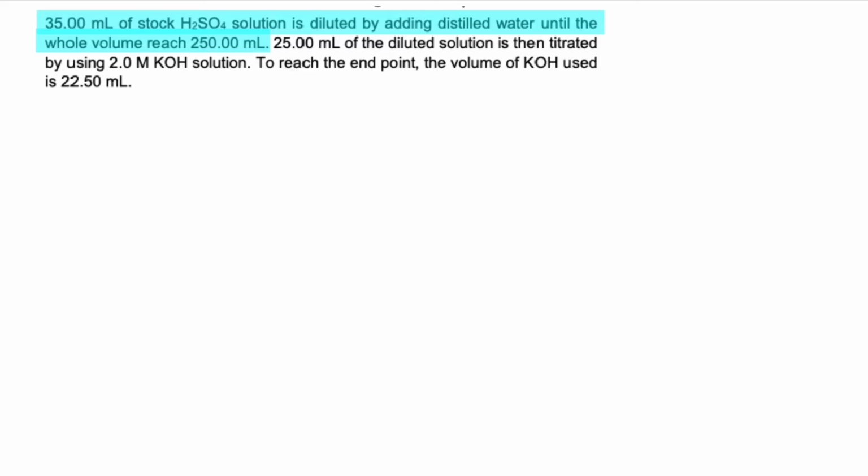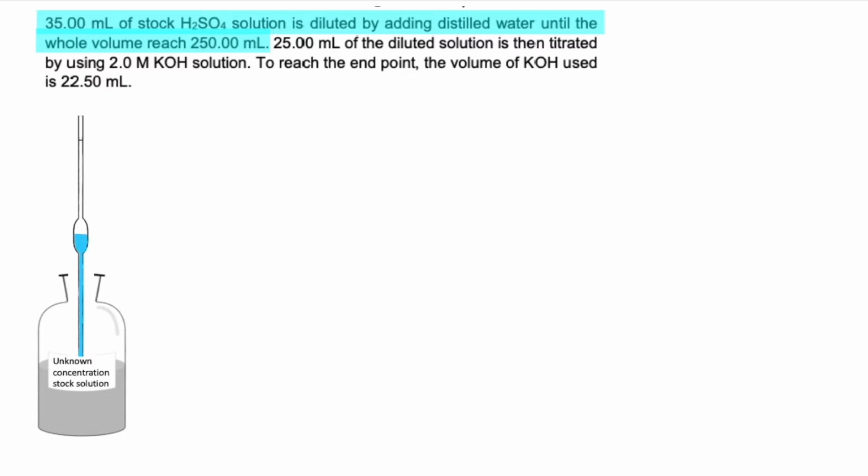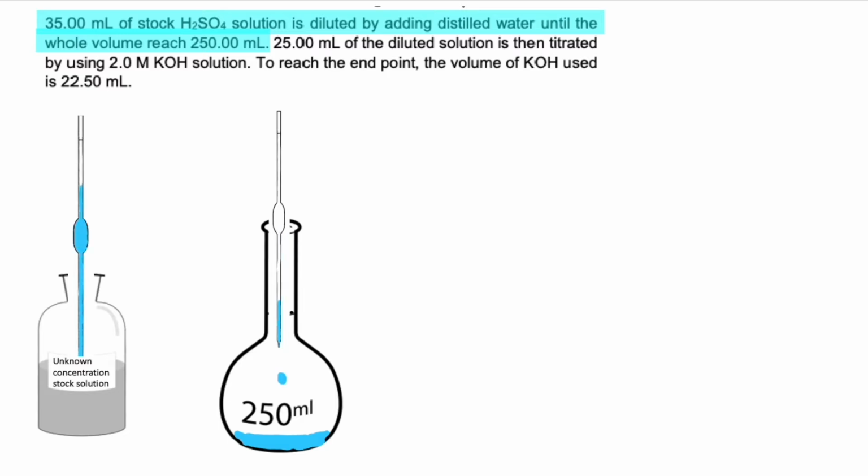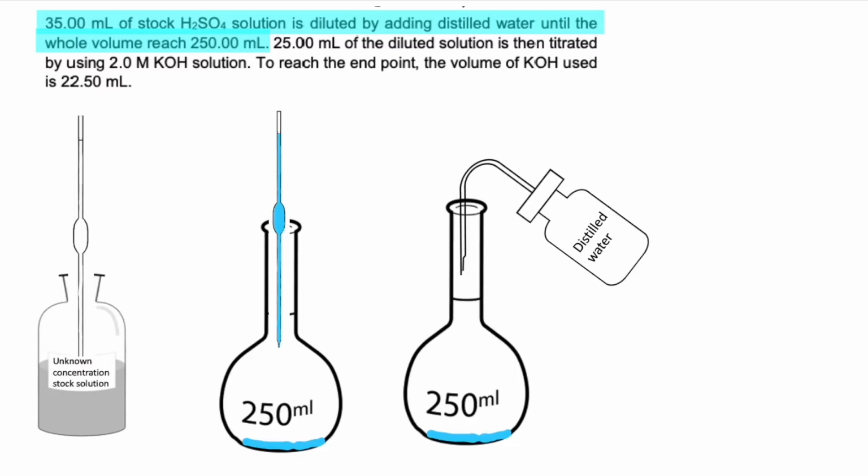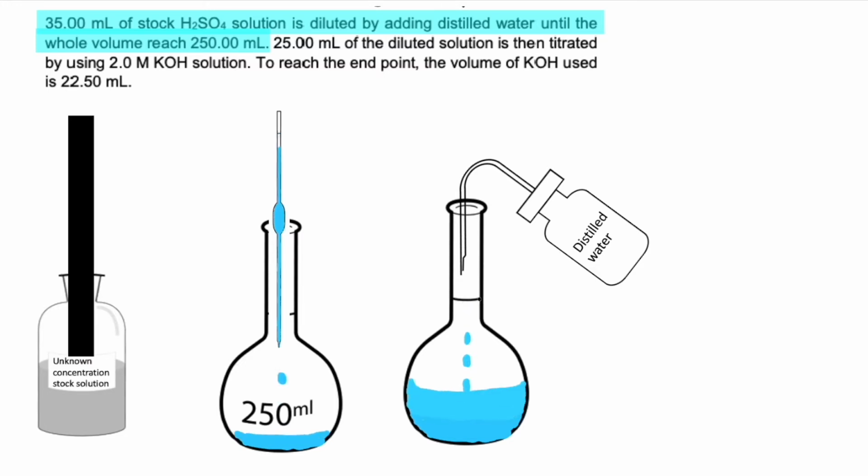Today we're gonna look at how to calculate the concentrations of your stock solution. So the question usually will be like this. They will give you the volume of stock solution being extracted, and then you're gonna dilute the stock solution to 250 milliliters. So this is how it will look like. You're gonna extract around 35 milliliter, and then I'm going to put it in a volumetric flask, which is 250 milliliter, and then you're going to add the rest of it with distilled water up to 250 milliliter here.